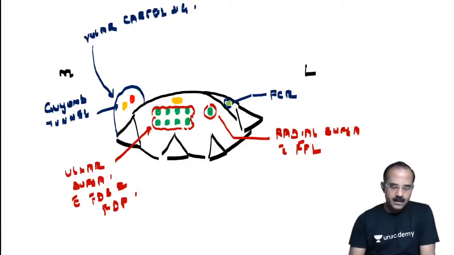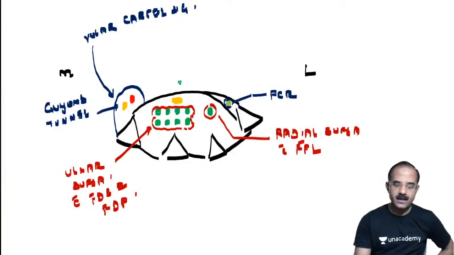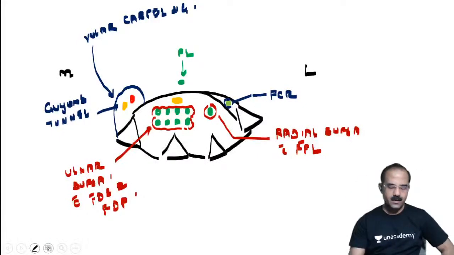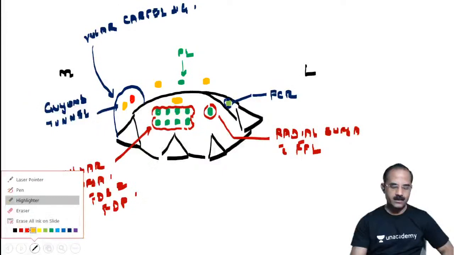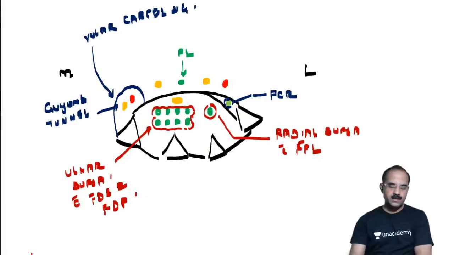Okay. Now, what is this structure? What is this tendon which passes above the flexor retinaculum? That's the tendon of palmaris longus, which goes above the flexor retinaculum. Then there's a nerve here, and there's an artery which passes from here. Artery. Right.